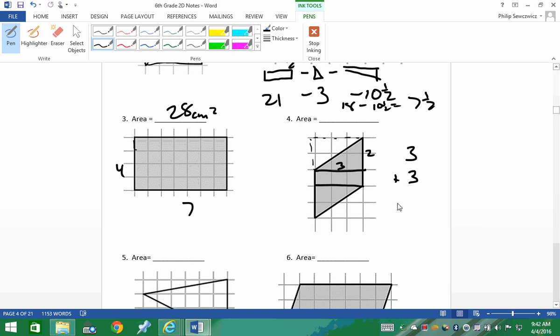And then we're going to add on this last guy, a 1, a 2, a 3, all right, which I've added before, counted up before. And then a 1, a 2, so 3 times 2 is 6. But wait, I only want half of it because it's a triangle. 3. Add them all up there, we should get 9. So we should end up with 9 centimeters squared.